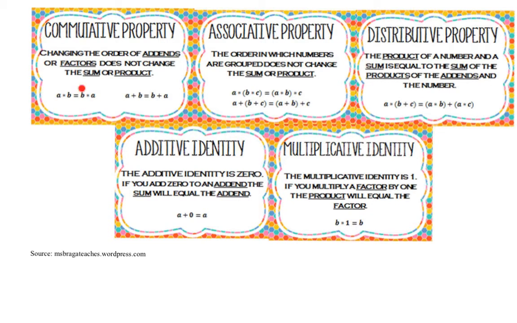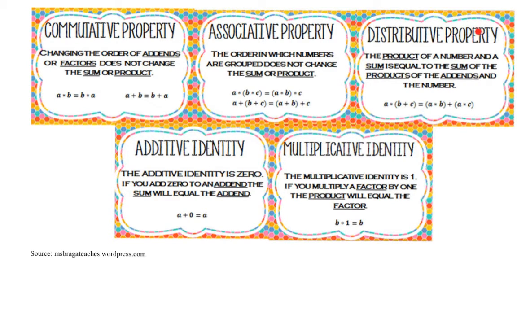That's the commutative property. The associative property is the order in which numbers are grouped does not change the sum or product. So if you're multiplying 3 numbers, you can multiply the second and third number first, or you can multiply the first and second number first, and the third number second, and you're still going to get the same answer. And the same with addition.